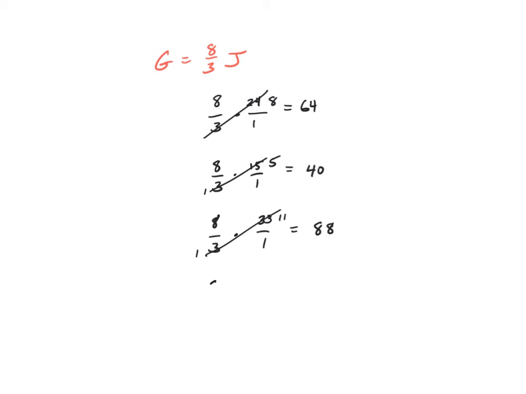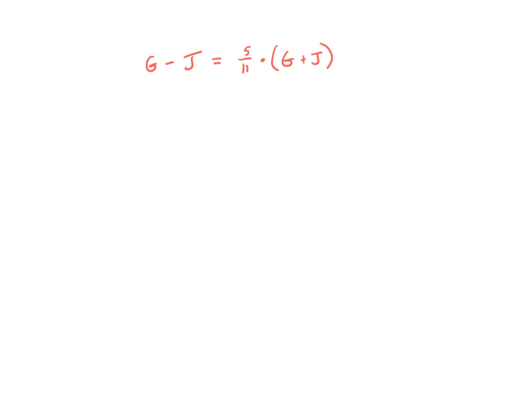Let's say 21. That would give us 56, 21 and 56. That's not going to work, so let's try 27. And that gives us 72 for the grandma's age, and Jemima's age is 27. Those are reverses. We can confirm our answer now by plugging our solution into our original problem.